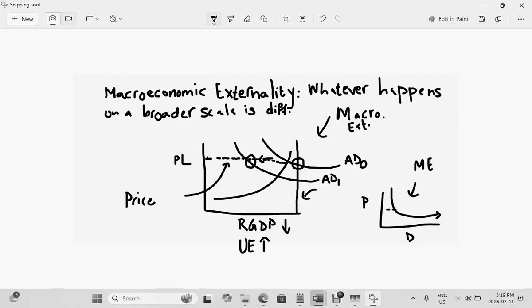Here, the real GDP changes and the unemployment changes, but the price level stays the same. The demand goes down, but the price level stays the same. And this has to do with your macroeconomic externality.